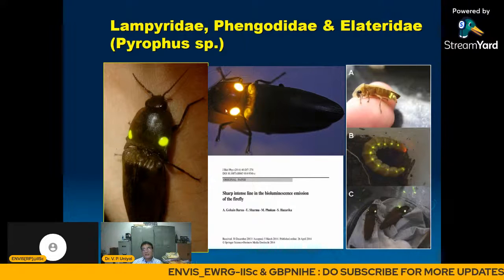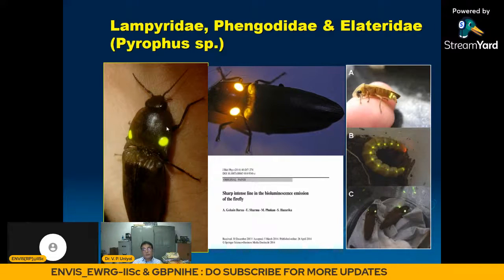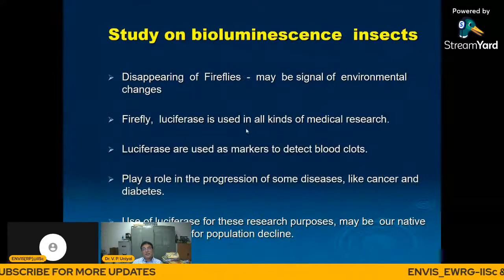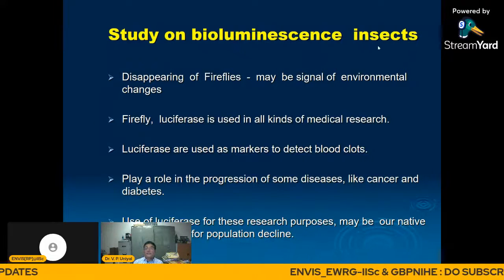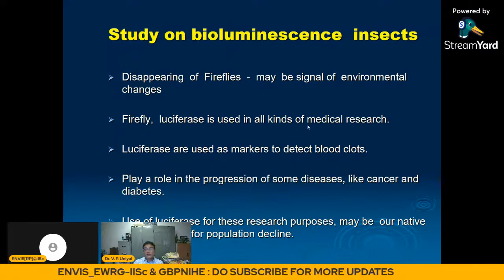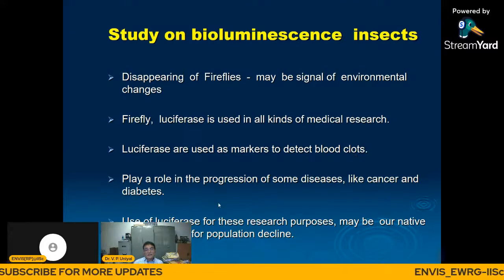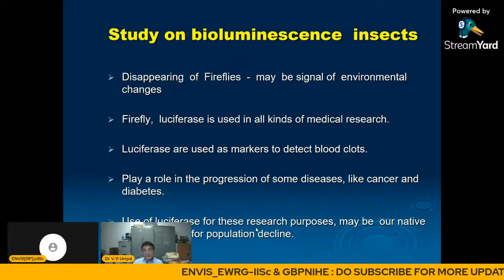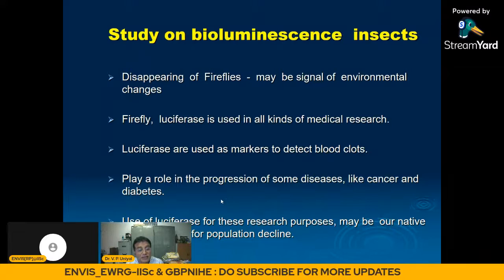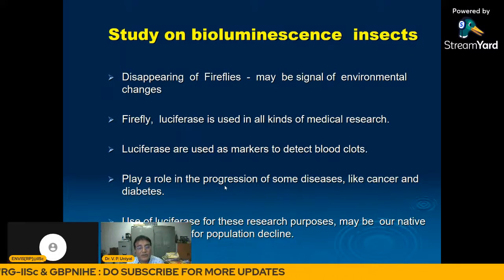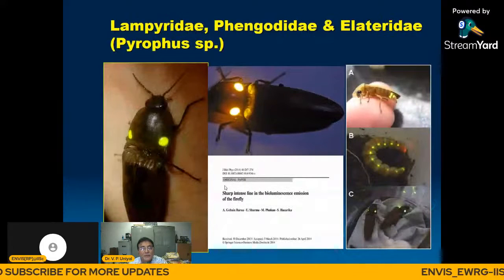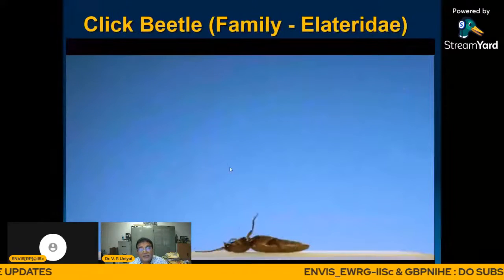This is the group of insects, click beetles. In the pronotum, they have two bulbs and they produce so much light, you can read the newspaper very easily. But the cause of decline of these bioluminescent insects is that the fireflies are disappearing very fast. Luciferin is used for all kinds of medical research. Luciferin is used as a marker to detect blood clots. They are using this luciferin for cancer and diabetes. Use of luciferin for this research purpose may put our native species at risk of population decline. So a few research projects are still going on this subject, why they are declining and how these beetles are important.